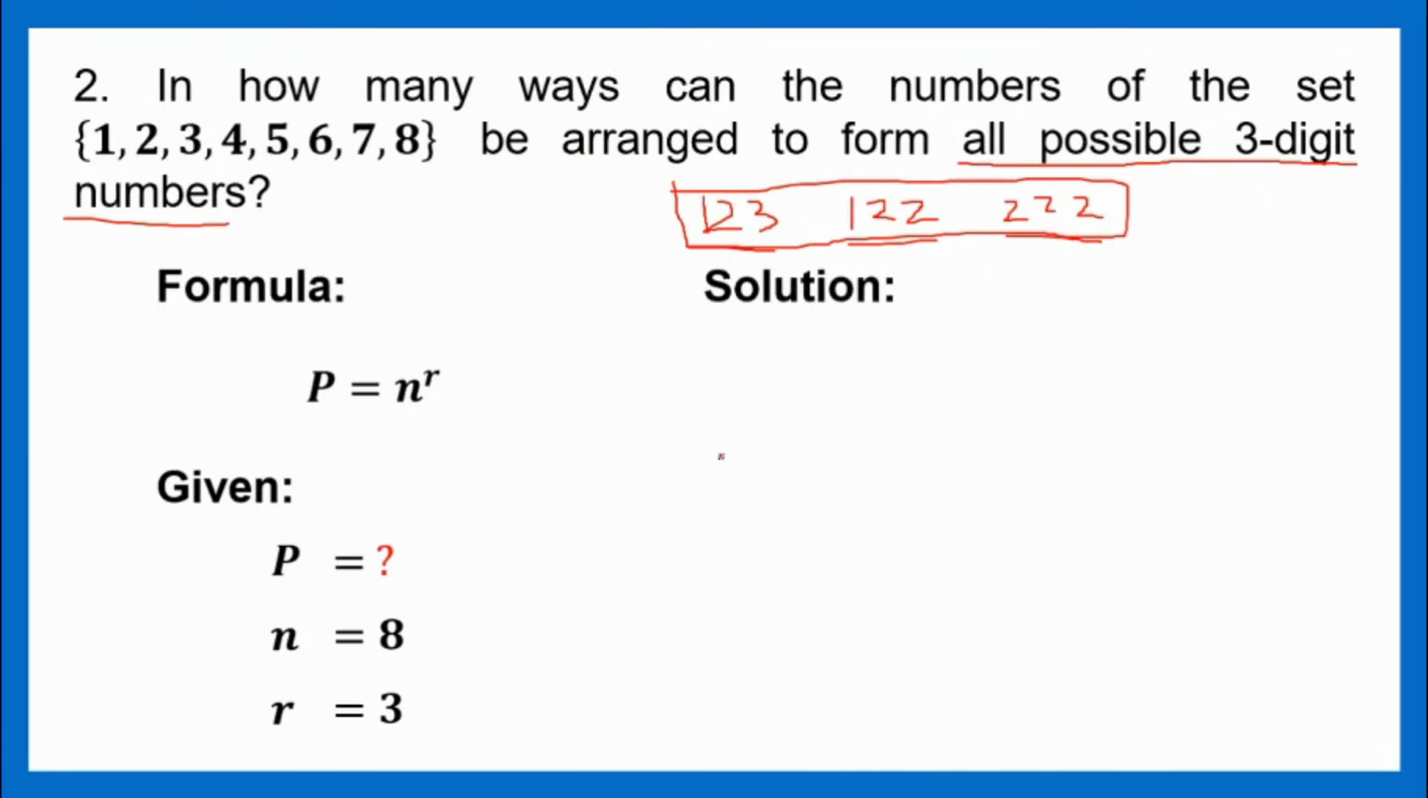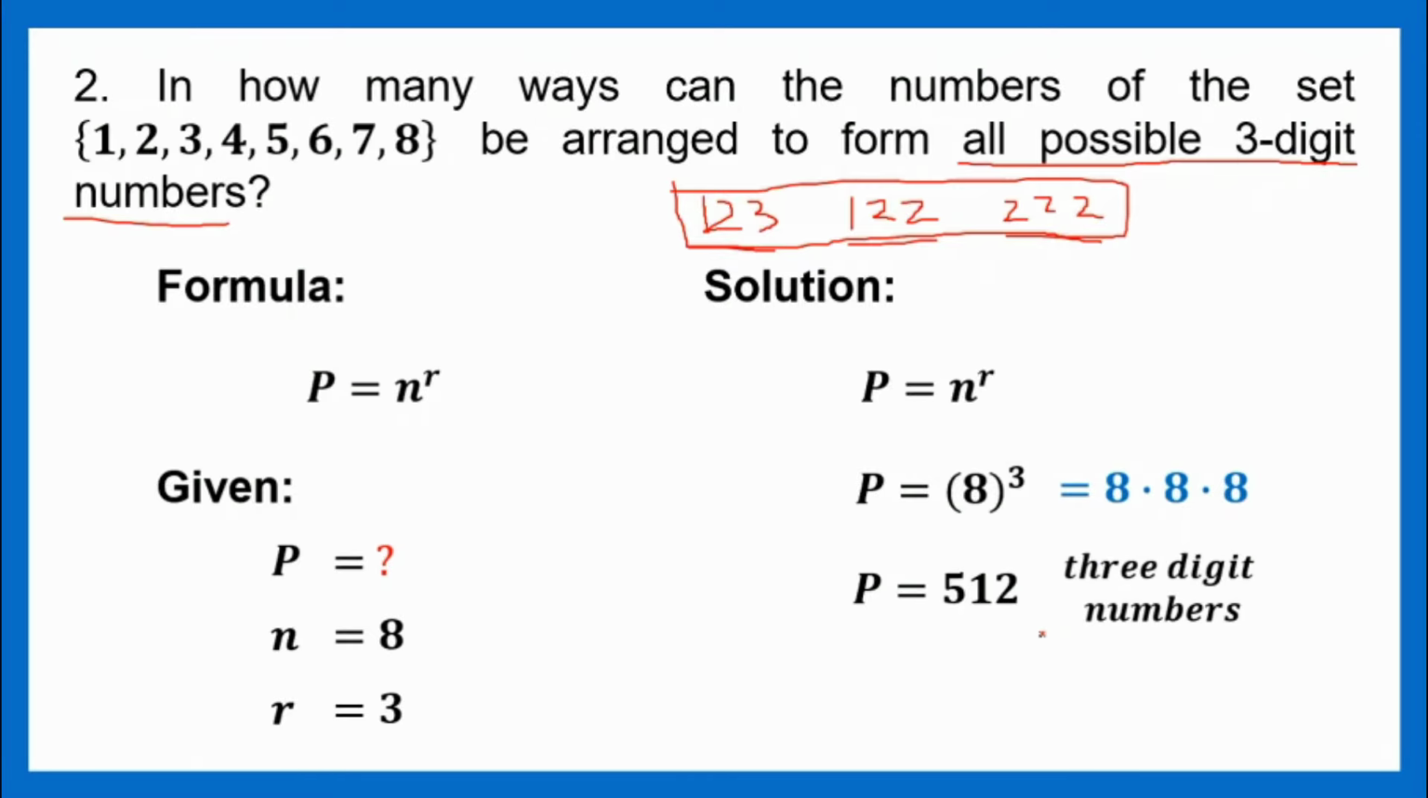Ayan. Then, for solution, formula, then substitute, P is equal to 8 raised to 3. Then, eto, not necessary, 8 times 8 times 8. Then, after that, multiply mo lang yung 3, we'll have 512. So, since word problem, lagay natin yung unit. Ayan. So, P is equal to 512, 3-digit numbers. So, ibig sabihin, 512 na arrangement ang makukuha kapag gumawa tayo ng 3-digit numbers kapag repetition ay allowed. Ayan. So, that's the final answer.